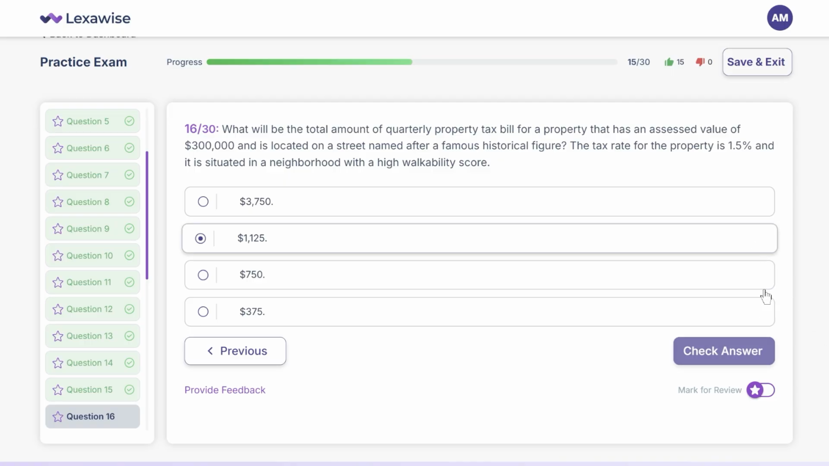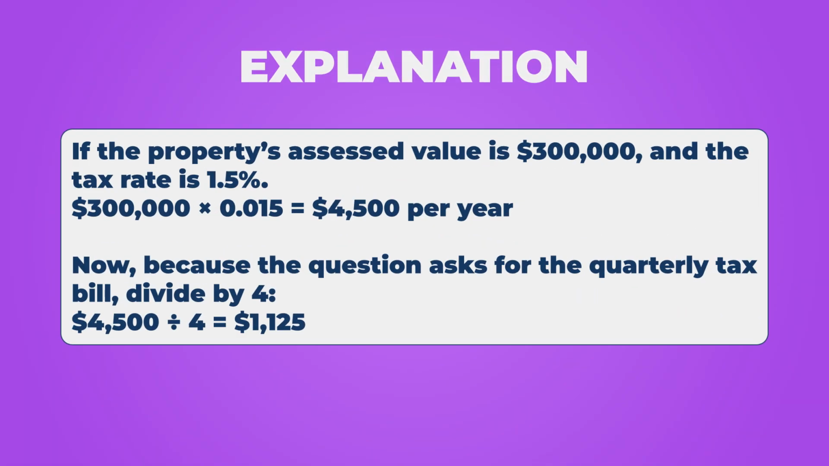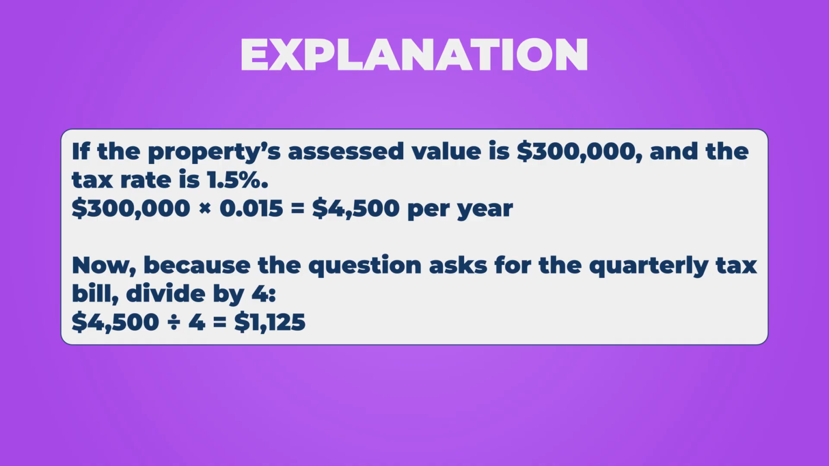The correct answer is B. $1,125. If the property's assessed value is $300,000 and the tax rate is 1.5%, first we have to find the annual property tax. $300,000 times 0.015 equals $4,500 per year. Now, because the question asks for the quarterly tax bill, divide by 4. $4,500 divided by 4 equals $1,125. And that's the property's total amount of quarterly property tax bill.